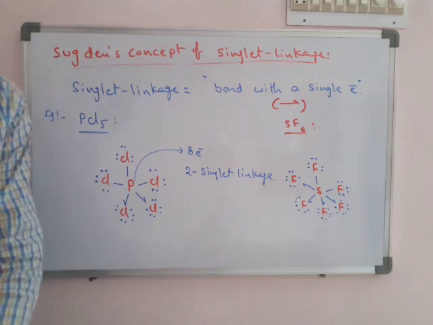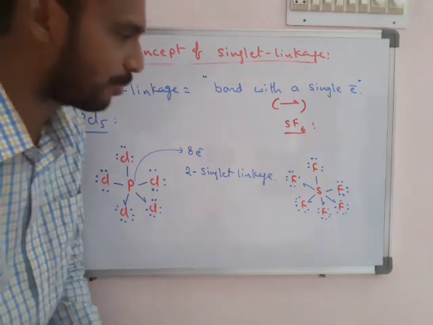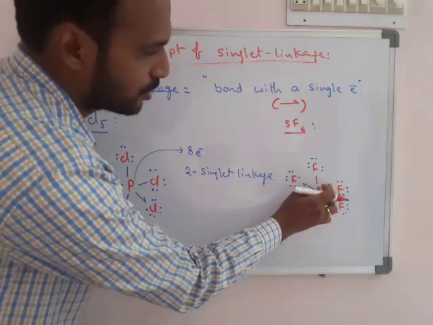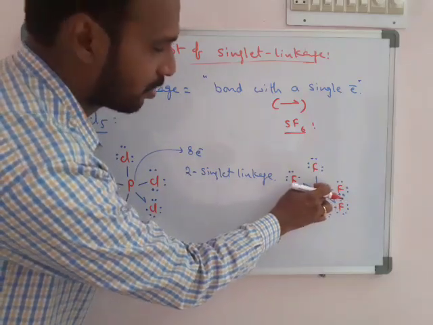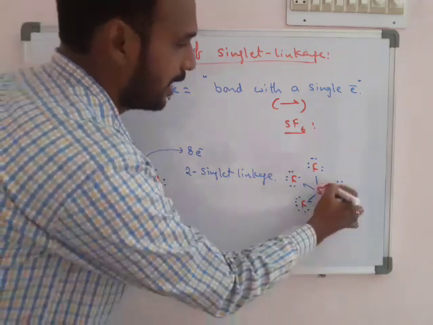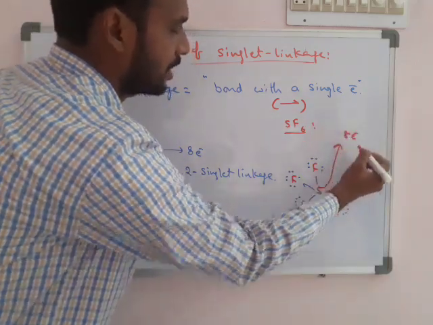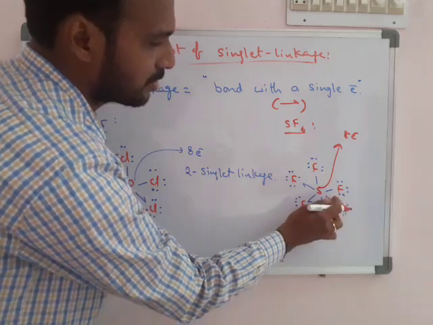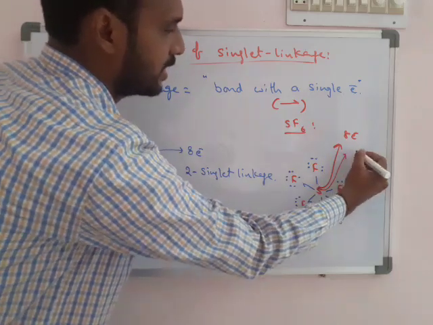Sulfur has how many electrons? 2 normal bonds give 4 electrons, and 4 singlet bonds give 4 electrons, total 8 electrons. How many singlet bonds? 1, 2, 3, 4. 4 singlet bonds.